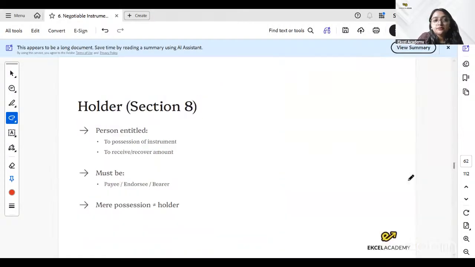All right, next is the concept of the holder. Time and again we have been seeing that your check and your bill of exchange have to be paid to the holder. So who is the holder actually? The holder is the person who is entitled either to the possession of the instrument or to receive or recover the amount. Must be the payee. Payee is the person to whom it has to be paid. Endorsee is the person to whom the endorser has endorsed it, and bearer is the person who holds it. Mere possession is not a holder. Let us now understand this.